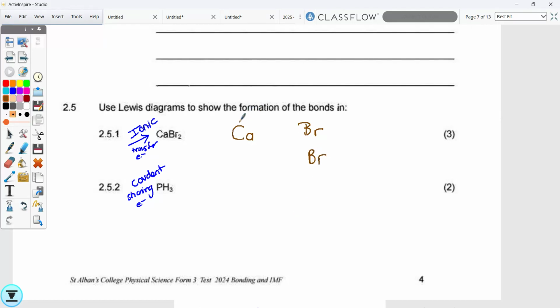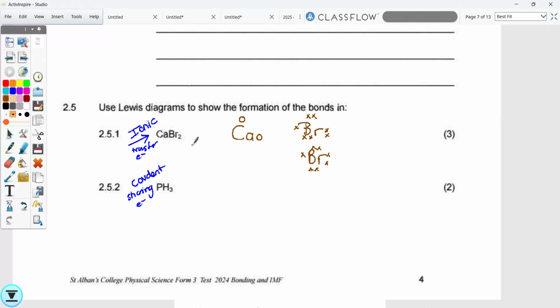So calcium has how many electrons? 1, 2. Please use a different symbol or a different color or a highlighter for the other one. So the Br has how many? 2, 3, 4, 5, 6, 7. And this Br also has 1, 2, 3, 4, 5, 6, 7. Now, how do you show me? Well, remember, you want to make it easy for me to give you a mark. How do you show me that it's a transfer of electrons?